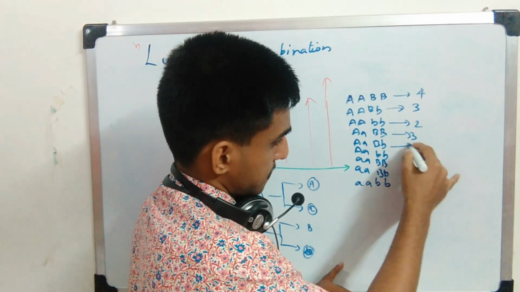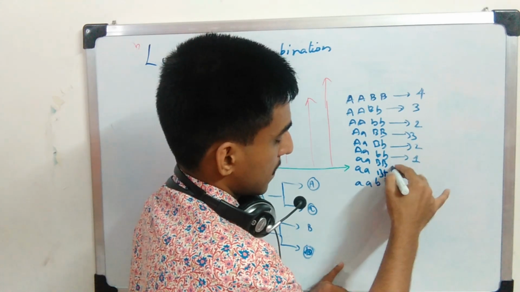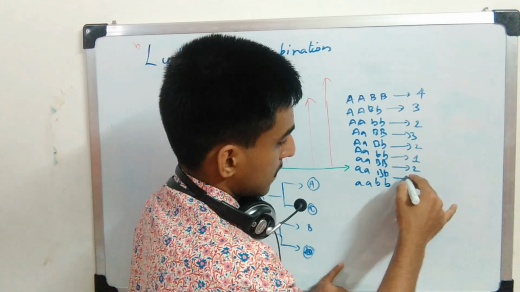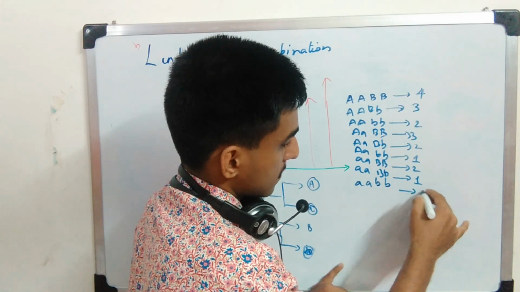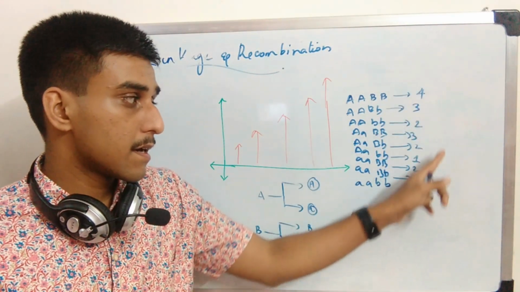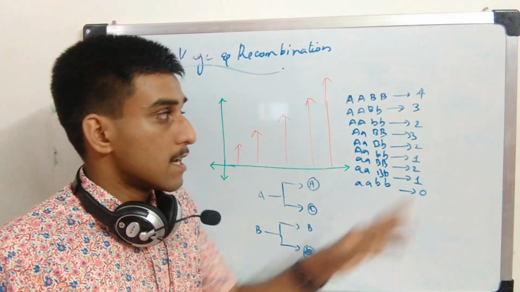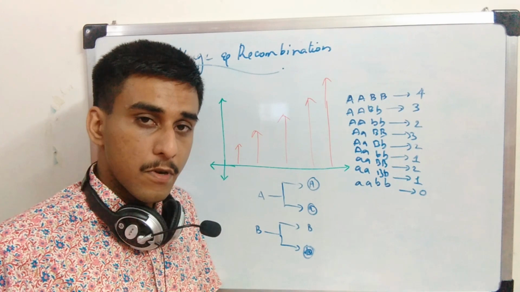Here 3 units. Here what will happen? Here 2 units. Here only 1 unit. Here 2 units. Here 1 unit. Here 0 unit of melanin. So this will be the unit synthesis of the melanin. So here 4 units of melanin will be produced.